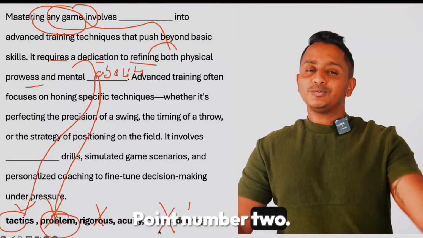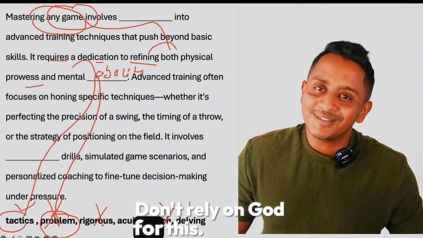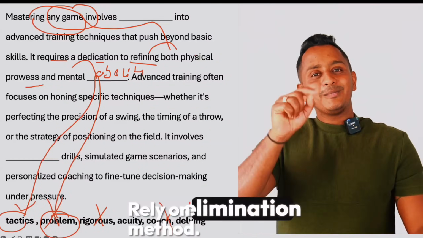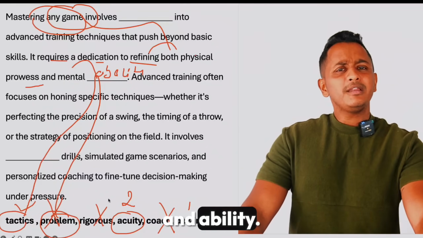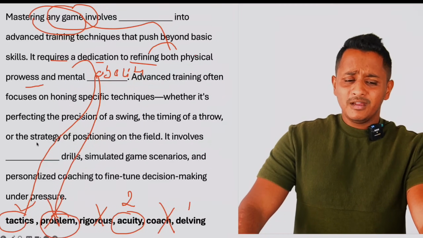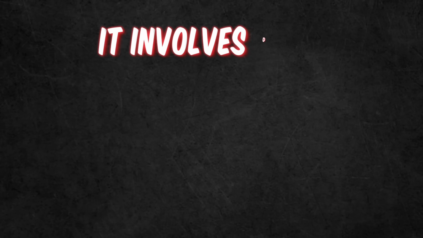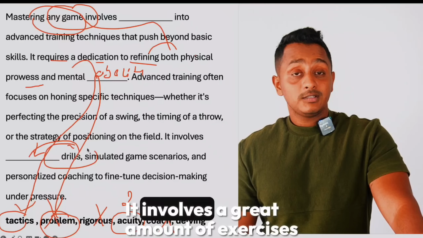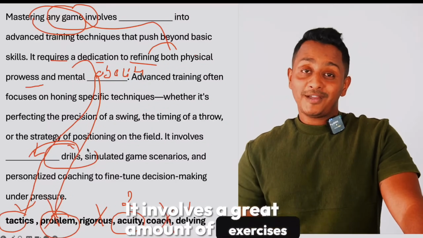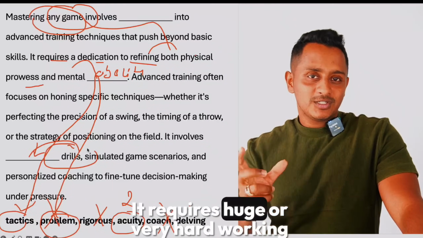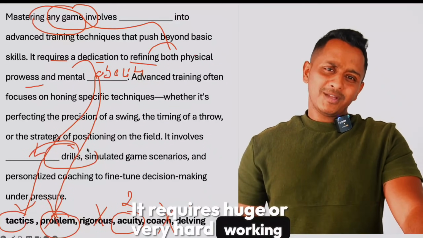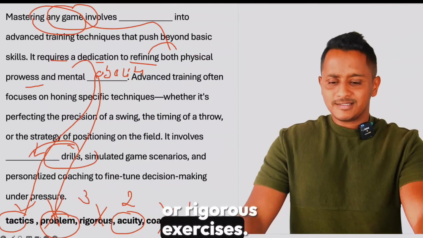Elimination method. Point number 2. Don't rely on God for this. Rely on the elimination method. I don't know the meaning of this, so it has to be the answer. Acuity, probably mental ability. Check it out. And the last one. It involves drill, meaning exercises. It involves a great amount of exercises if you want to master any skill. It requires huge, very hard-working exercises, or rigorous exercises.